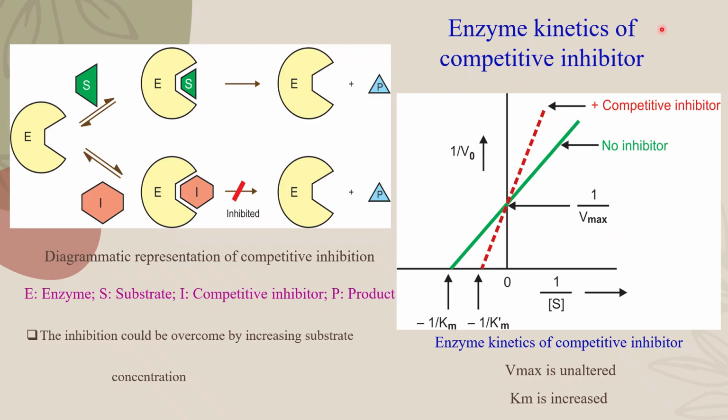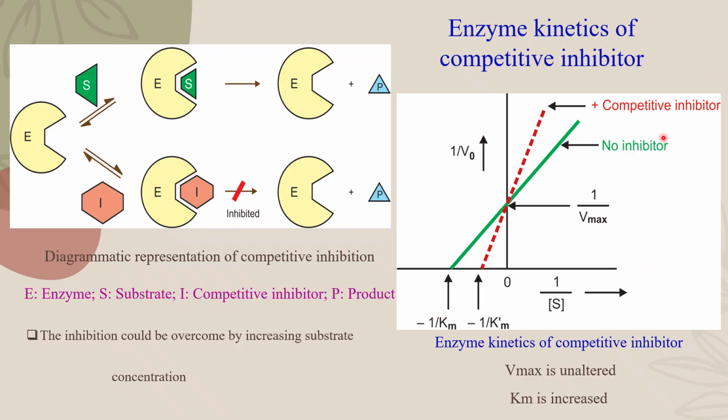Now, if we look at the Lineweaver-Burk plot, the reciprocal plot, we will see two important features in this graph. One is that 1 upon Vmax remains unaltered. The green line shows the graph when there is no inhibitor. It is a straight line graph, and wherever it cuts the x-axis, that indicates the Km, negative of reciprocal of Km.